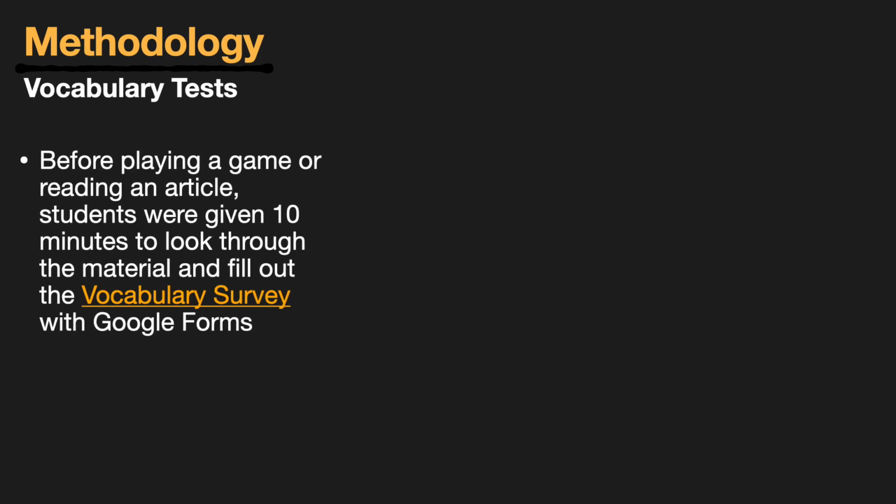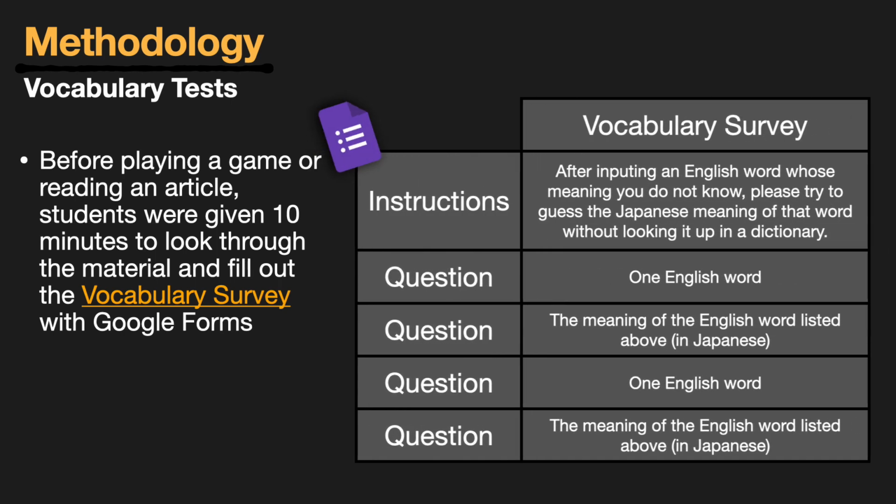Basically, before playing a game or discussing an article in class, the students were given 10 minutes to read through or play through the rulebook, the article, or the game itself. While doing this, the students were told to record any unknown English word they came across in the vocabulary survey, a link to which I have embedded into this presentation, which has been made available online. The vocabulary survey taken via Google Forms was conducted entirely in Japanese, but I have provided an English translation of the structure of the survey here.